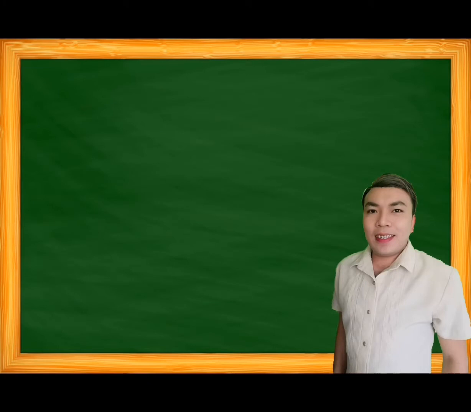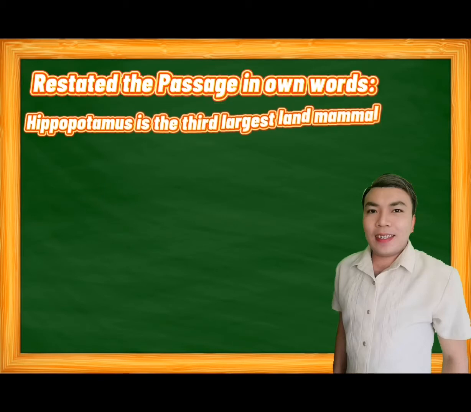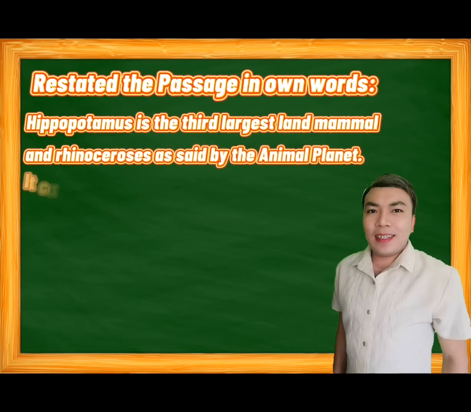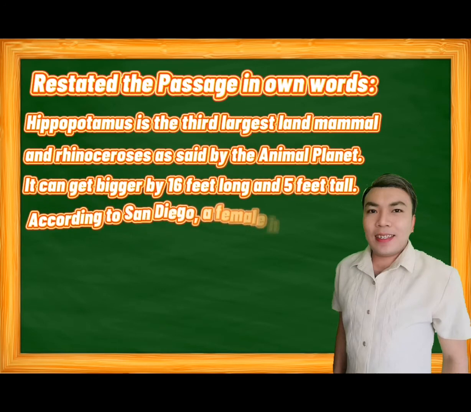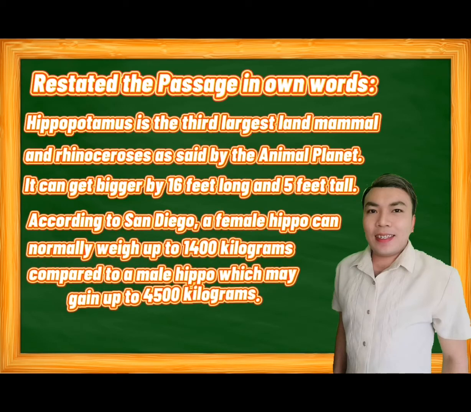Now, let's restate the passage in our own words. Hippopotamus is the third largest land mammal, after elephants and rhinoceroses, as said by Animal Planet. It can get bigger, up to 16 feet long and 5 feet tall. According to San Diego, a female hippo can normally weigh up to 1,400 kilograms compared to the male hippo, which can gain up to 4,500 kilograms.